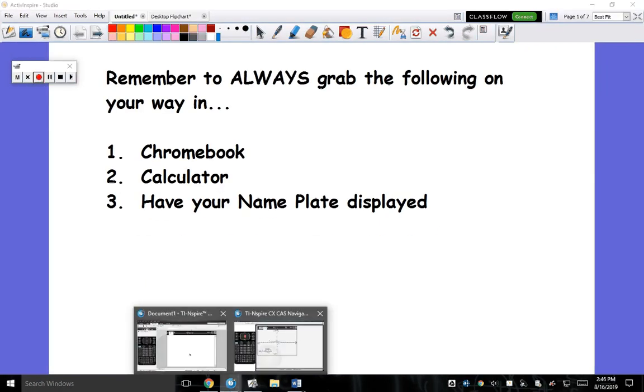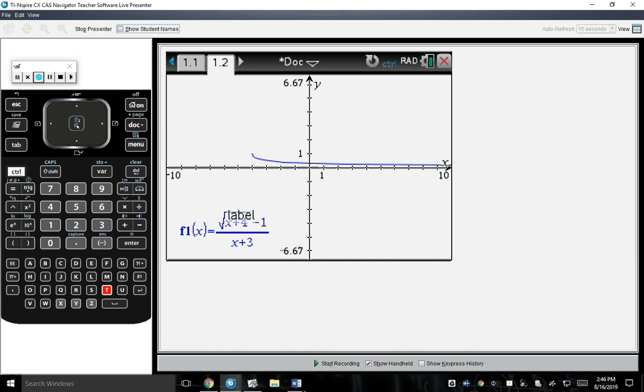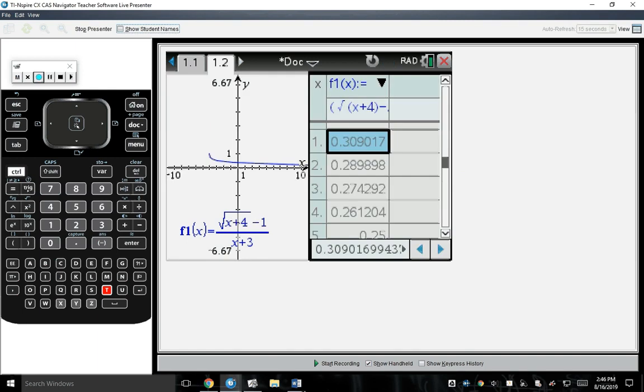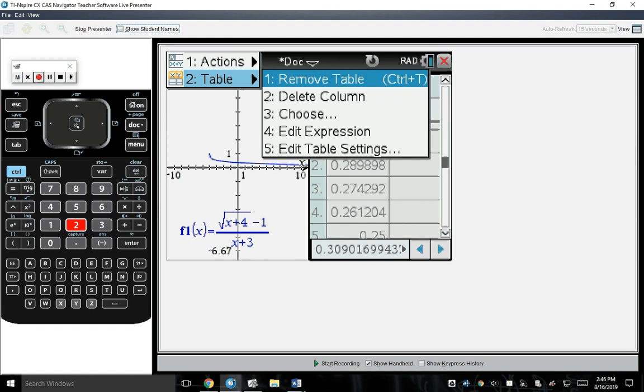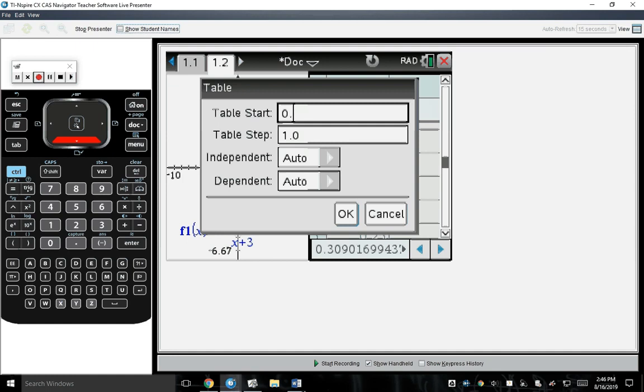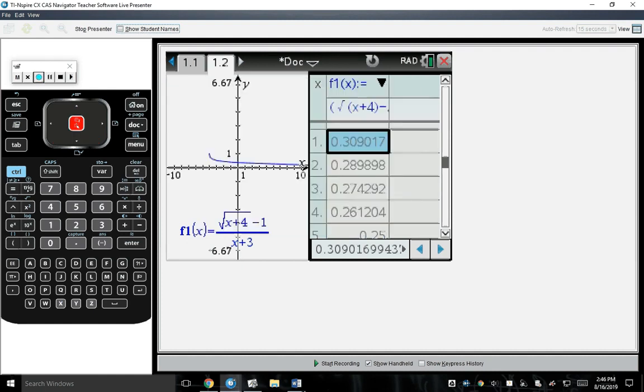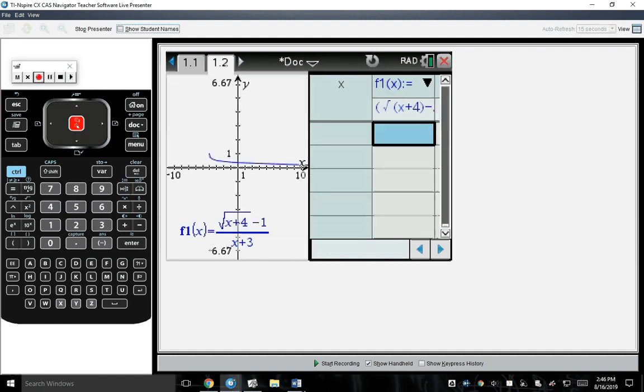Let's go to the calculator and press Control-T to add a table. From here, I want to set my independent variable to Ask. So I'm going to press Menu, 2 for Table, 5 for Edit Table Settings, and scroll down to where it says Independent Variable, scroll over to where it says Ask, and then just press OK. Notice how it cleared all of my x inputs, because now it's waiting for me to give it values.